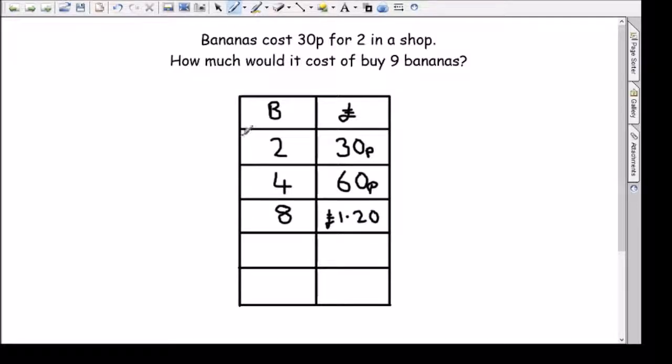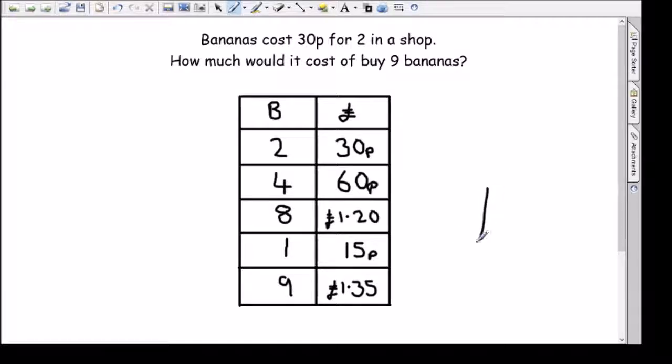I'm looking for 9. Okay, so how am I going to build up to 9? So 9's 8 and 1. I can get 1 because I know how many 2 are. So if I know what 2 are, I can easily work out how many 1 is just by dividing on the ratio table. Okay, here we go. So I've got 8 and 1. So that's 9 there. I've got £1.20 and I've got 15p. £1.35 there. So my answer is £1.35.